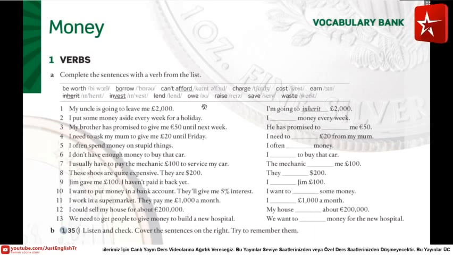And next one, number 10. I want to put money in a bank account. They will give me 5% interest. So it means I want to what? I have a lot of money and I want to put my money in a bank account and they will give me extra money after some period of time. Like they will give me 5% interest.